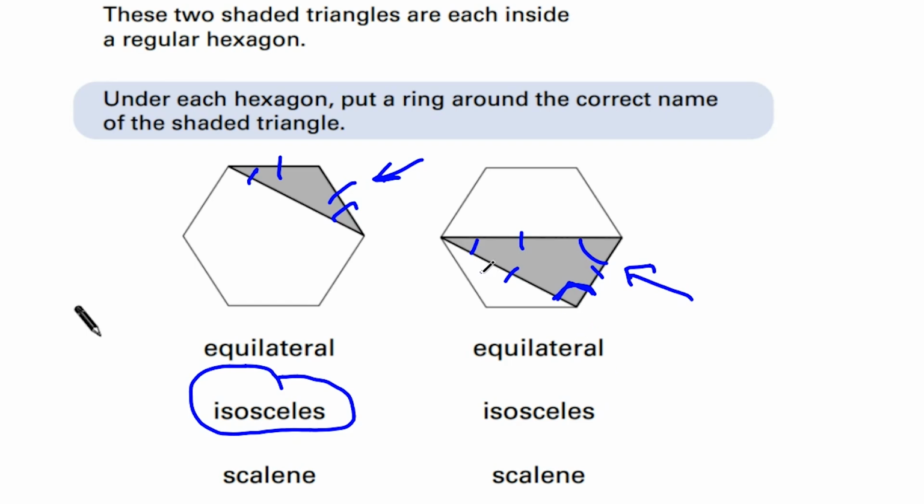It can't be equilateral because the sides are not equal, so it must be scalene, so I can put a ring around that word. A scalene triangle, all angles and sides are different.